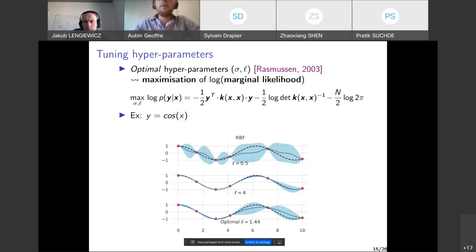So here is an example of two given length scales, and here is the optimal value. It's interesting to notice that it's not the value that optimizes the result, but it is the L value that is consistent with the maximization of this criterion.